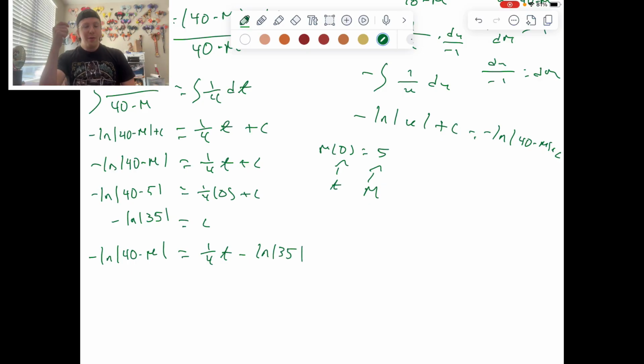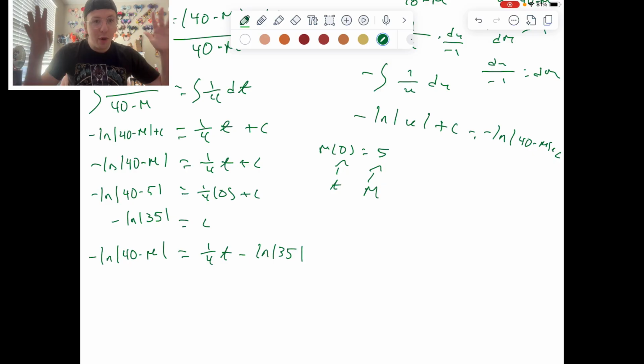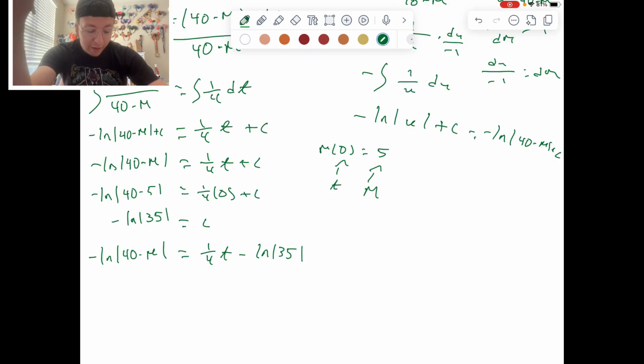Booyah. Now we just have to get m by itself. Let's break it down. Break that left side down, go outside in, get m by itself. So first off, I have negative natural log of 40 minus m. I have to take care of that negative, so I divide both sides by -1.